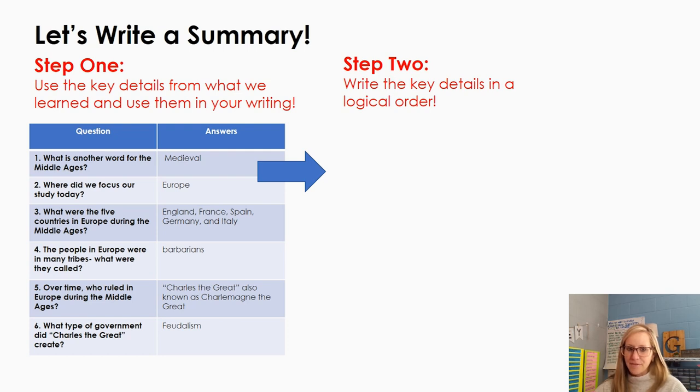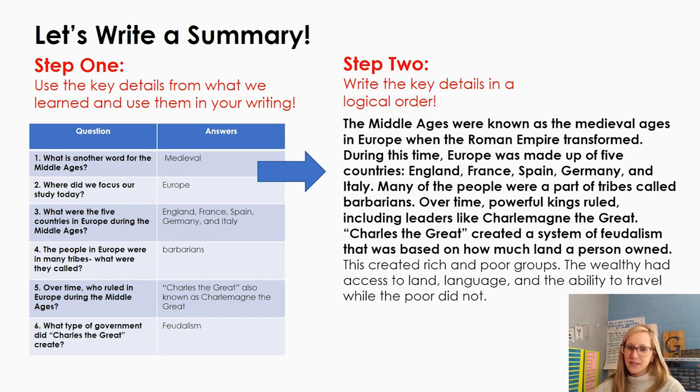If you are stuck, you can think about what questions were being asked on the left of this chart, as well as what information we gained from the rich and poor T-chart. If you're stuck, you can use my guide to help you. I used everything on the left. I said the Middle Ages were known as the Medieval Ages in Europe when the Roman Empire transformed. During this time, and I'm on to the second question, Europe was made up of five countries: England, France, Spain, Germany, and Italy. Moving on to the next question that I addressed, many of the people were part of tribes called barbarians.